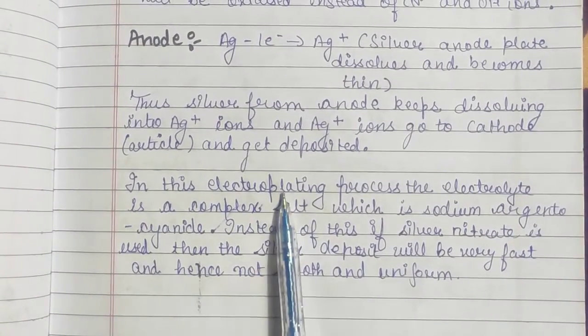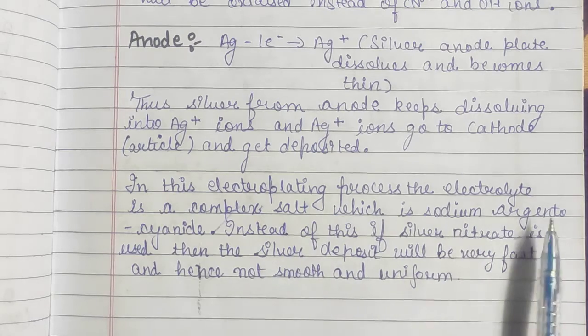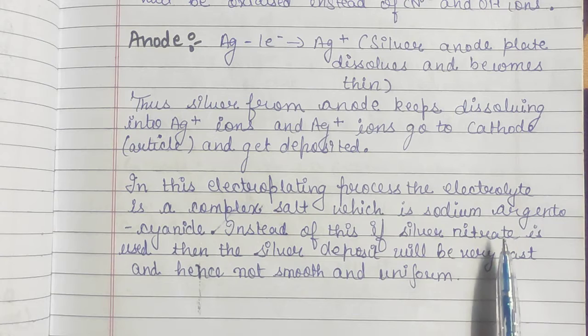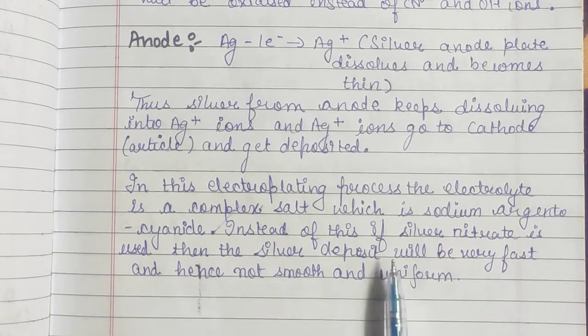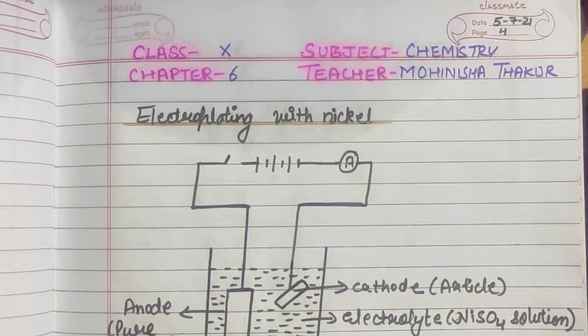In this electroplating process, the electrolyte is a complex salt, which is sodium argentocyanide. Instead of this, if silver nitrate is used, then the silver deposit will be very fast and hence not smooth and uniform. That you will have to keep in mind.